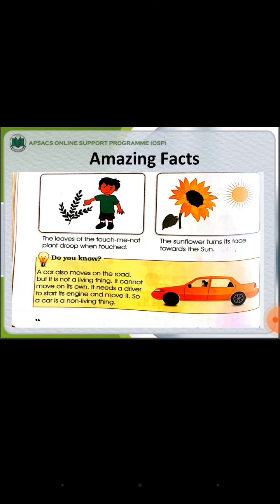Amazing facts. The leaves of the touch-me-not plant droop when touched. The sunflower turns its face towards the sun. Do you know a car also moves on the road, but it is not a living thing. It cannot move on its own. It needs a driver to start its engine and move it. So a car is a non-living thing.